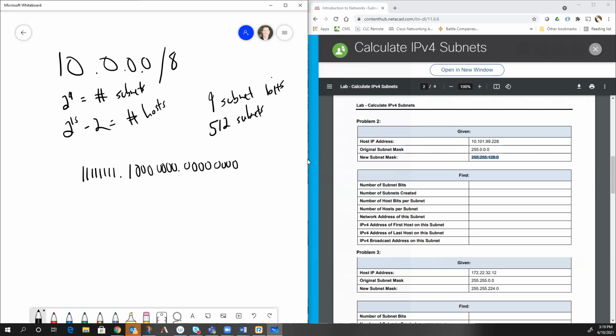So we got no variable in the fourth octet. Our variable in the third octet is 128. Our variable in the second octet is 1. And I'll show you why that's important. So what I do now is I just do my subnetting.